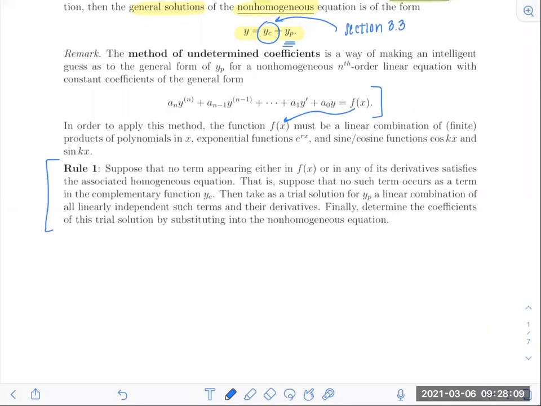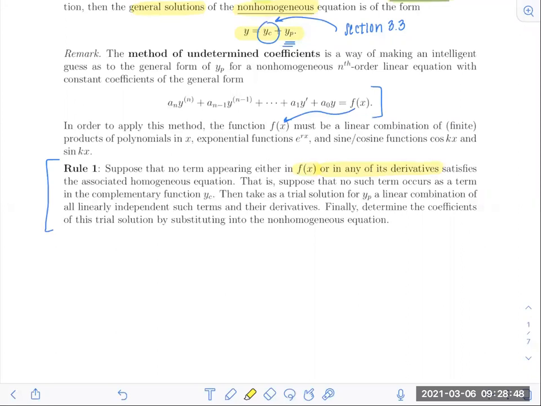Suppose that no term appearing in f of x or any of its derivatives satisfies the associated homogeneous equation. Another way to say that is, suppose that no such term occurs as a term in the complementary function. Then take as a trial solution for yp a linear combination of all linearly independent such terms and their derivatives. Finally, determine the coefficients of this trial solution by substituting into the non-homogeneous equation.